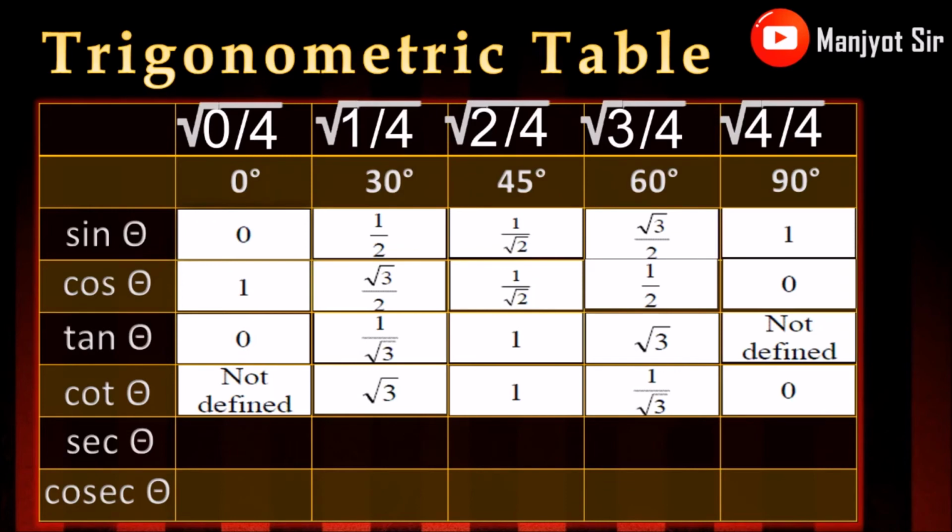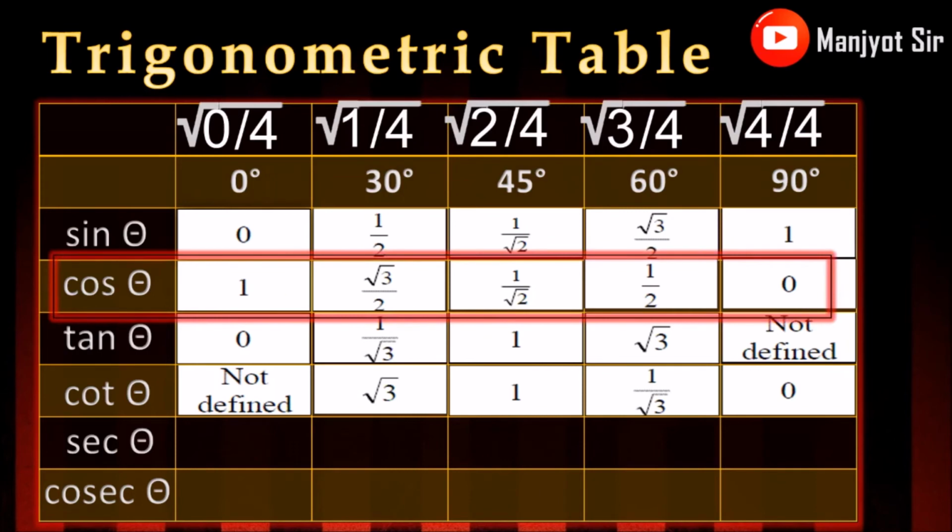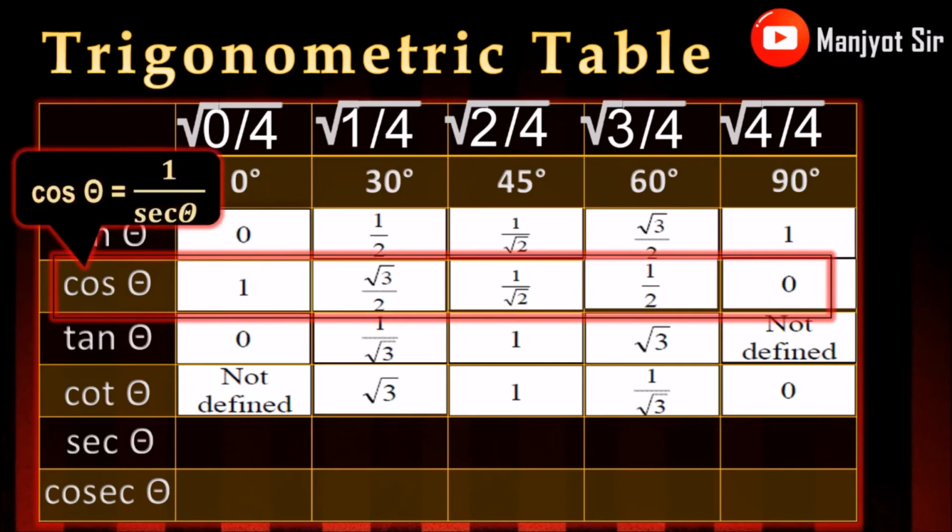Now next, sec. We all know that sec is the reciprocal of cos. We all know that cos is equal to 1 upon sec. So what we are going to do is take all 5 values of cos and make their values reciprocal, and we'll get values for sec. See, I will show you. We'll check one by one.